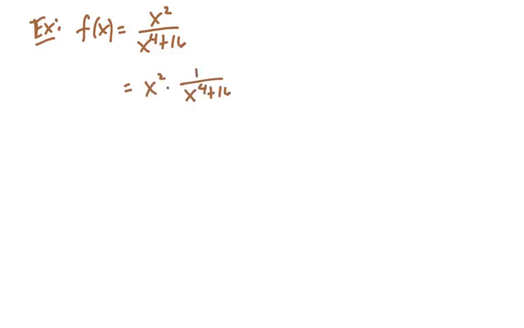Let's look at another example. It says f of x equals x squared over x to the fourth plus 16. And it says find a power series representation for the function and determine the interval of convergence. So we're going to start this one like we did before. Let's say that we have x squared times 1 over x to the fourth plus 16. Oh, let's switch those to be 16 plus x to the fourth, so it follows the same format.